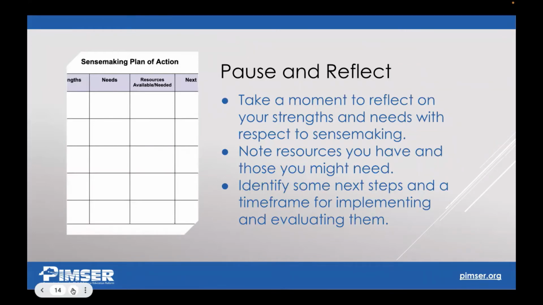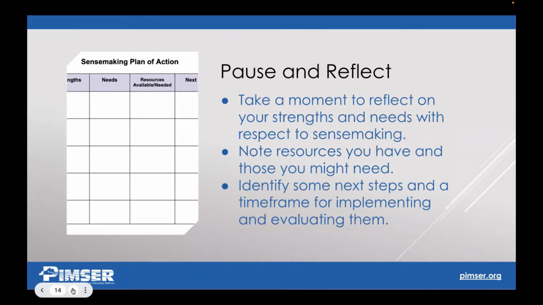Now let's take a moment just to pause and reflect on where you feel some of your strengths are and some of your needs are with respect to sense-making in general. Note some resources that you have, maybe some of those that are on that table that you have, or some that you might need.